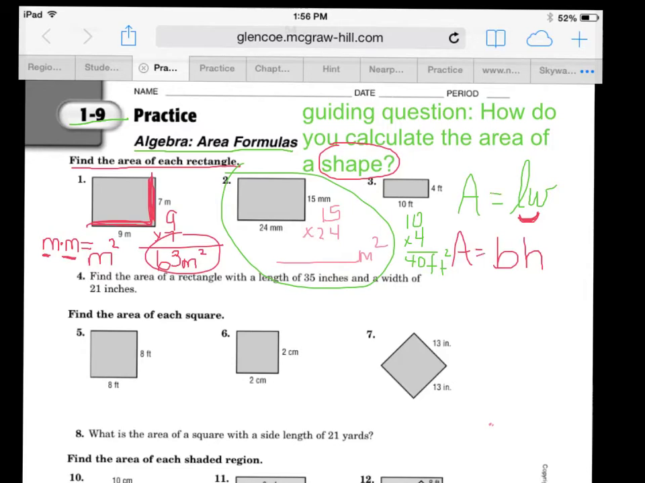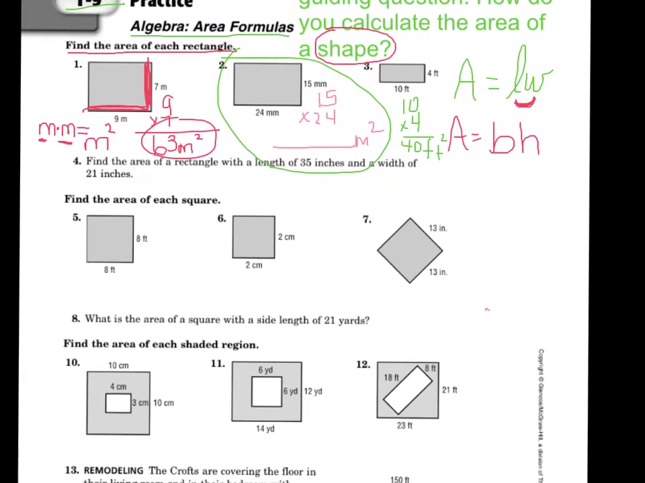Number 4, they did not give you a shape to look at, so you have to draw one. Find the area of a rectangle with the length of 35 inches and a width of 21. Here's your rectangle. 35 is the length. 21 is the width. Your answer is going to be square inches. You are going to do that one on your own. So far you're doing number 2 on your own and number 4 on your own.